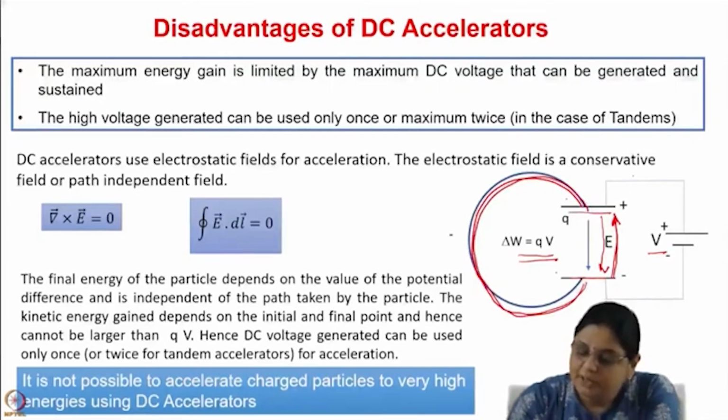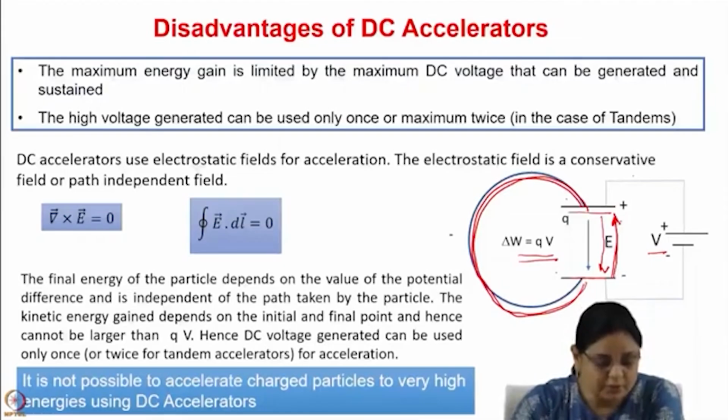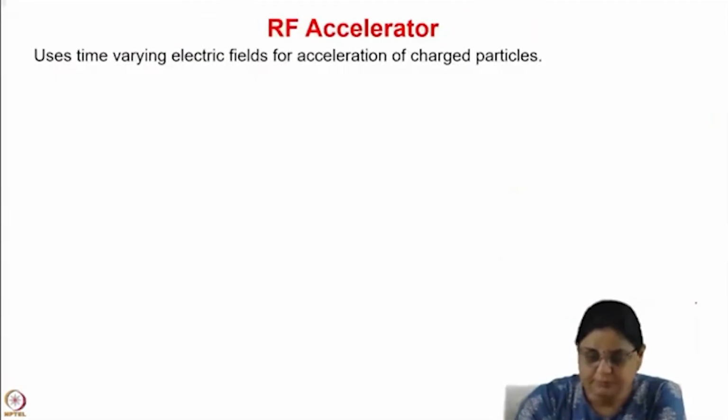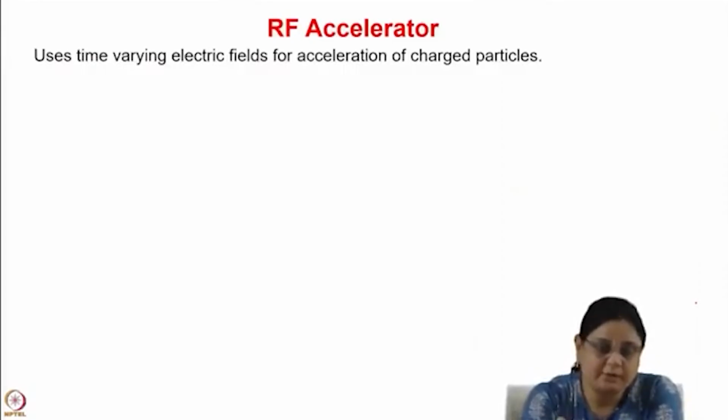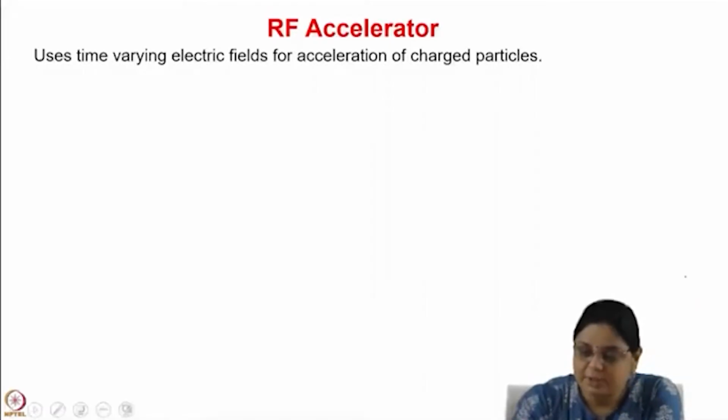So the field generated by a DC voltage cannot be used more than once for acceleration, or twice in the case of a tandem accelerator. So it's not possible to accelerate charged particles to very high energies using DC accelerators. So what is the solution? The solution is to use an RF accelerator. The RF accelerator uses time varying electric fields for acceleration of charged particles.